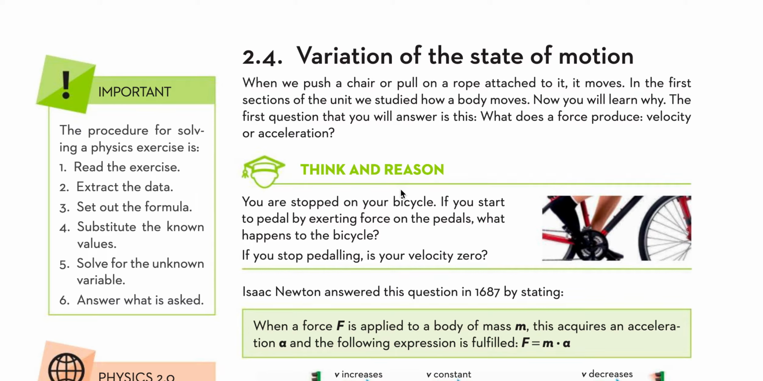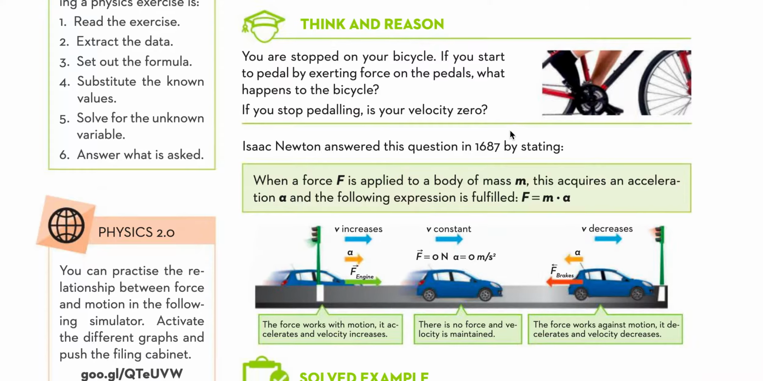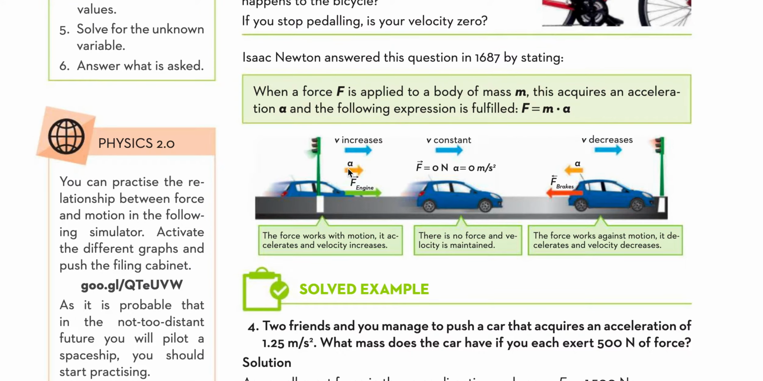Well, we continue with physics, kinematics and forces, and we'll see today the variation of the state of motion. For example, looking at this car, we can see that the velocity increases. That means there is an acceleration. The engine is producing a force on this car. When a force F is applied to a body of mass m, this acquires an acceleration, a, and the following expression is fulfilled: force equals mass times acceleration. So this acceleration is produced by the force.